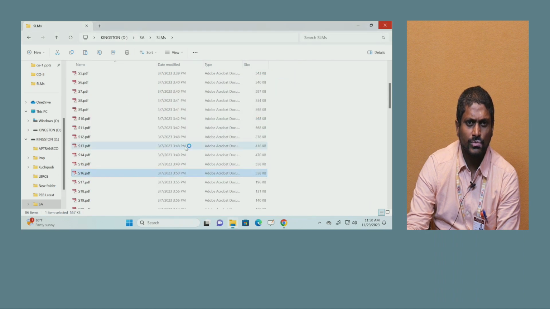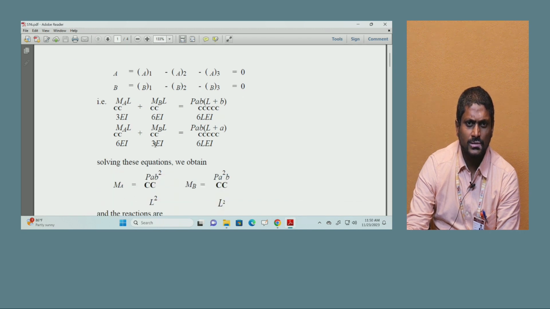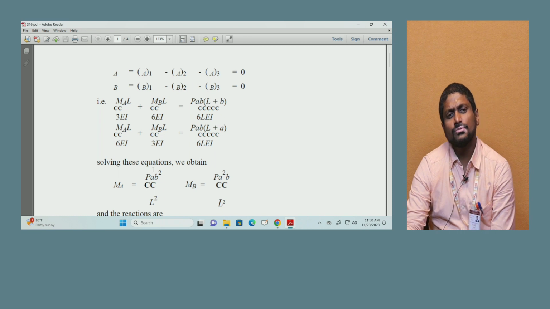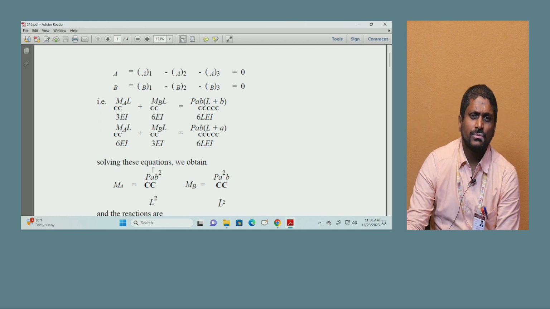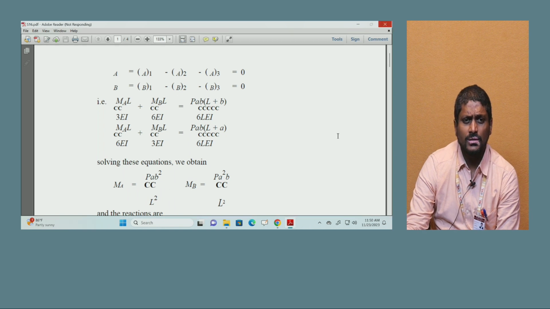Then let us go with another session, continuing the discussion mentioned there. Here we continue, and see how to resolve the equations formed earlier by applying the three moment equation. Finally I get MA equals P a square b by L square, and MB equals P a square b by L square. Then the reactions.